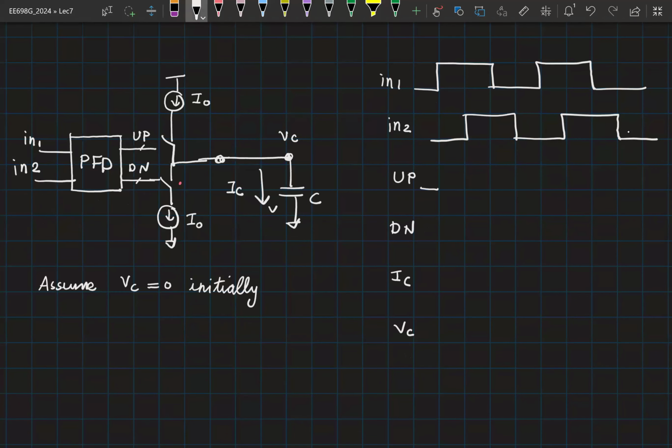So the up signal goes high here. The down goes high corresponding to N2. And then after a T reset delay, both of them will come down. Up goes high here again. Down goes high here. And after some time, both of them will come down. How does IC look like?